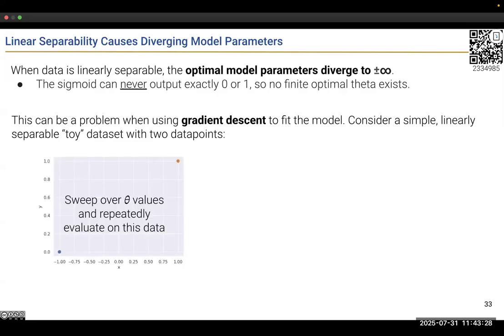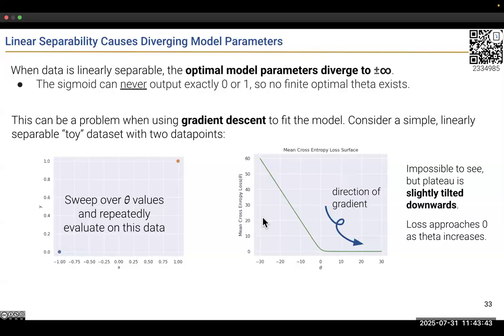So for example, if we were to run logistic regression over this data set, which is linearly separable, you see these 2 points are very, very separable. You can just put a dot here that will separate the 2 points. Well, this is the cross entropy loss over this data set of 2 points. You see that once your theta goes around 0, then the cross entropy loss kind of plateaus.